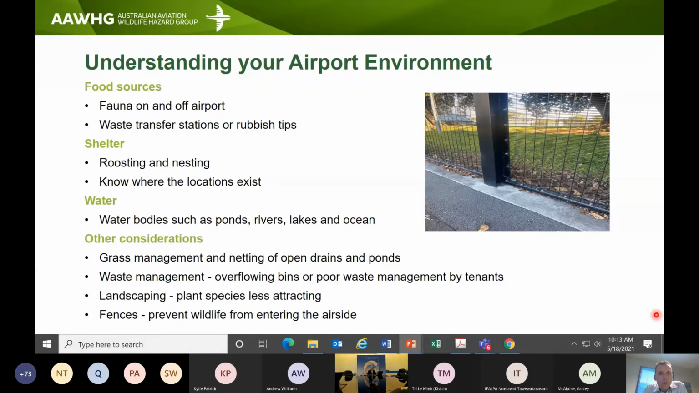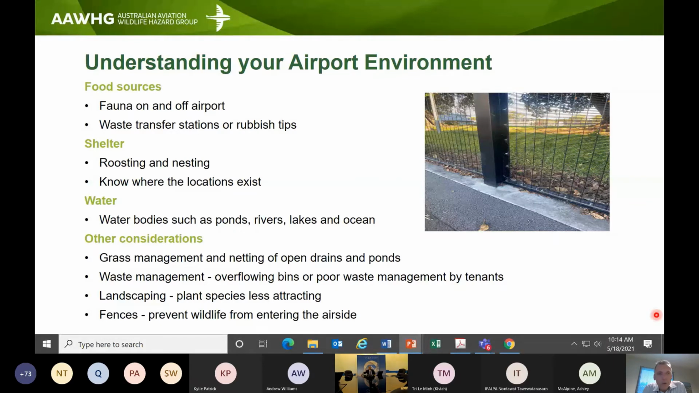Kylie did touch on just understanding your airport environment. So when you're preparing your wildlife management plan, it's good to understand both your environment airside and also your environment outside, and that does contribute. They do go hand in hand. It does contribute to the number of wildlife that you will see on the airport.